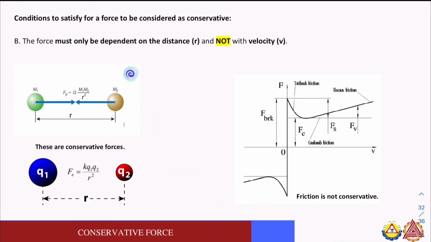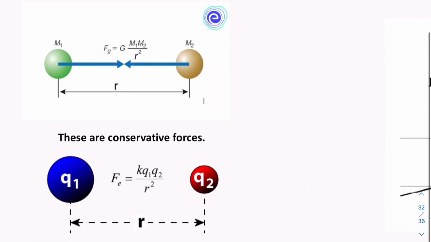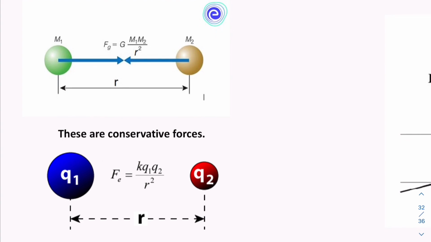The second condition for a force to be considered a conservative force is that that force must be dependent only upon the distance. So it must only depend on the distance r and not on the velocity. That means to say that when you try to inspect the equation that dictates the behavior of that force, you should only see a dependence upon r and not on v. And that is true for both of these common conservative forces that you keep on encountering in class.